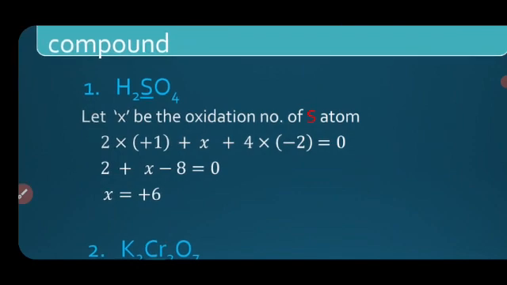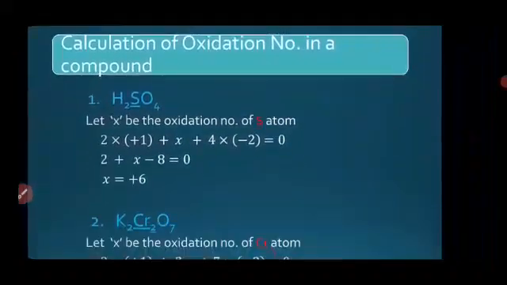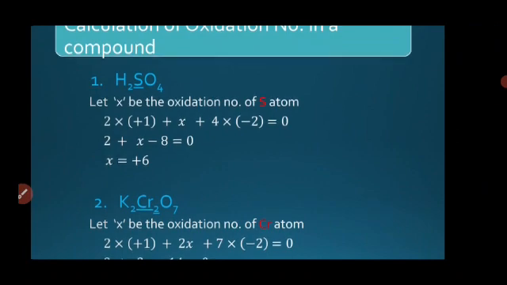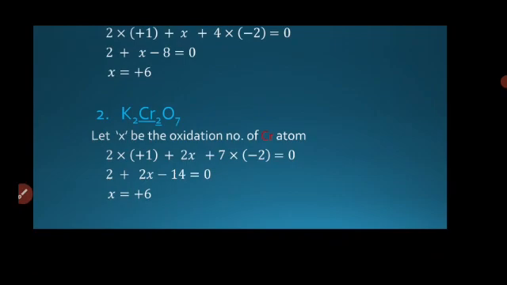Hence X - 8 + 2 is X - 6. So X - 6 is equal to 0, and X is equal to how much then? +6. So this is how you have to calculate the oxidation number. This question comes for 2 marks or even for 1 mark. If it comes for 2 marks, then you have to do the calculation like this. If it comes for 1 mark, then you can write the answer directly with a plus or minus sign. Remember this.